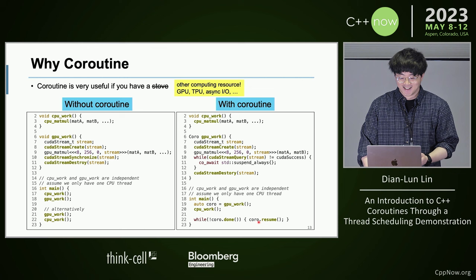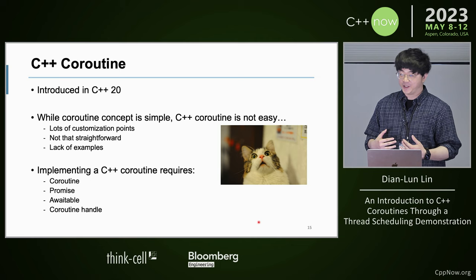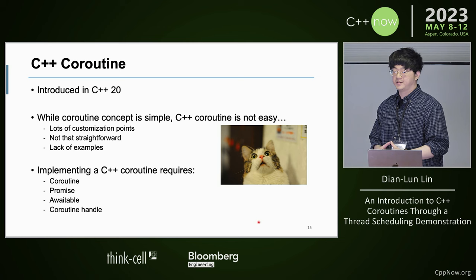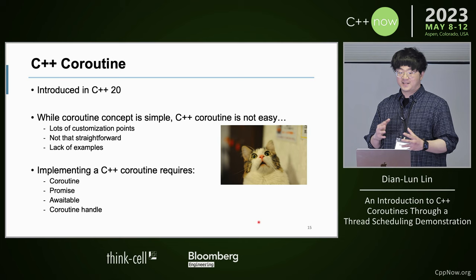Okay. So I'm going to dive into four components of coroutine. C++20 is a very important and huge update for me. It contains lots of major changes, and even changed the way we write code. One of the most important features of C++20 is that it introduced coroutines. While the coroutine concept is simple, when we read about the C++ coroutine, it's not easy. There are lots of customization points, and it's not that straightforward.